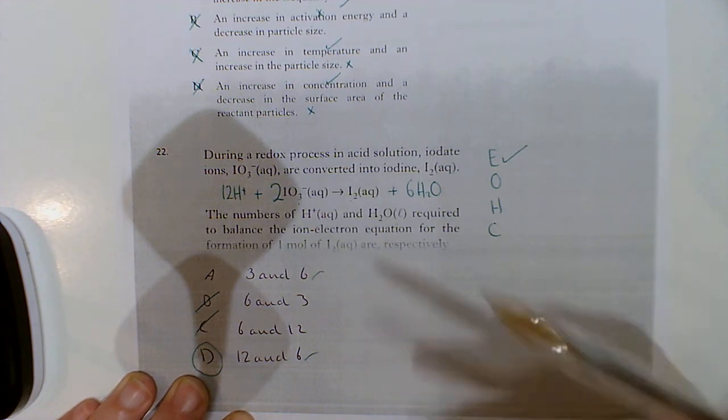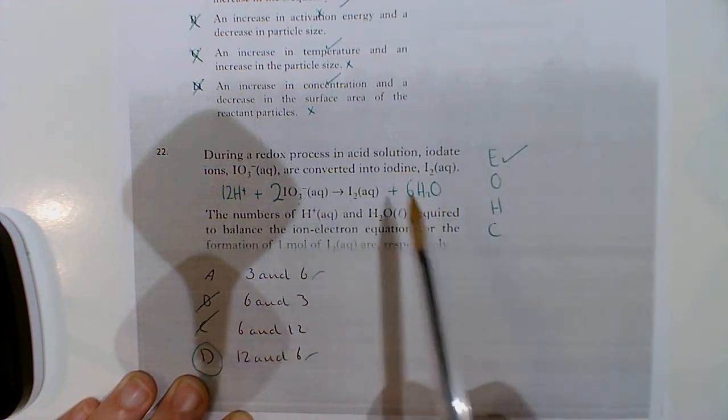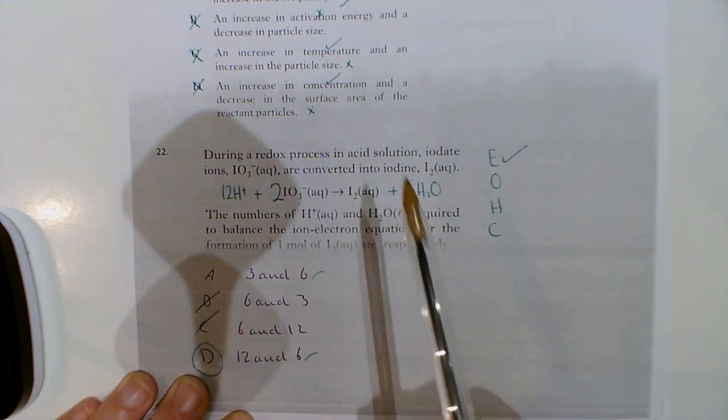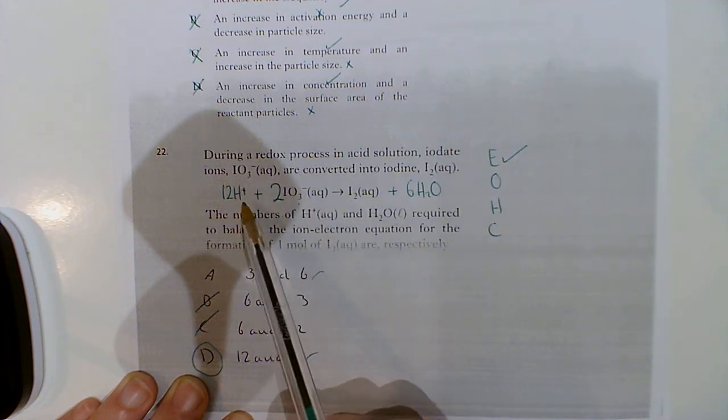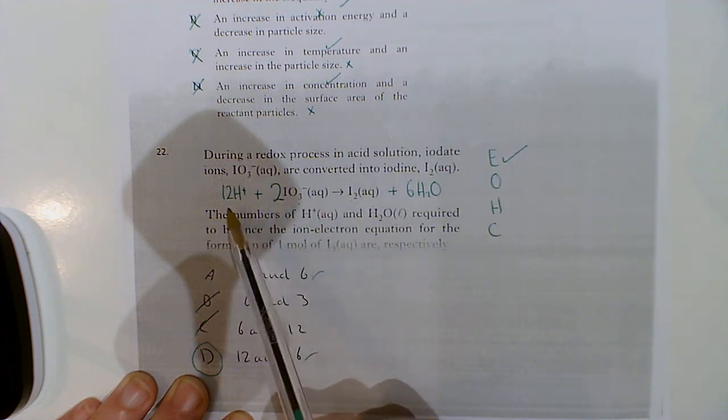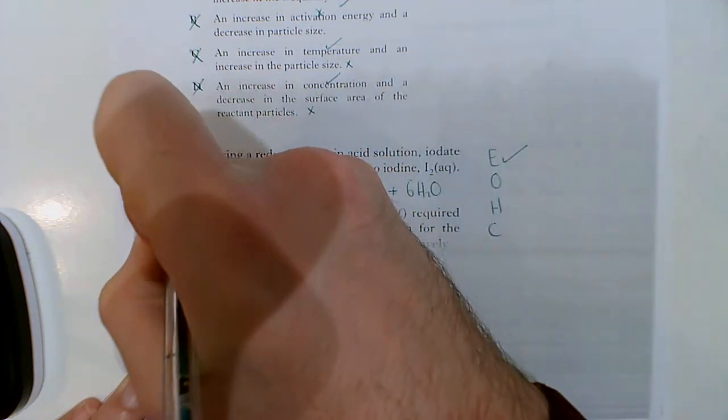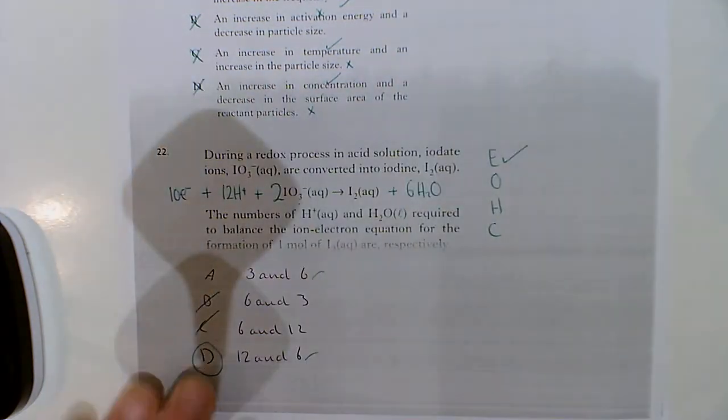And then finally, just checking that we can complete this, there's no charge on the right-hand side. Together, these add up to give us plus 12 minus 2, so that's plus 10. So we would need 10 electrons to make that completely balanced half equation.